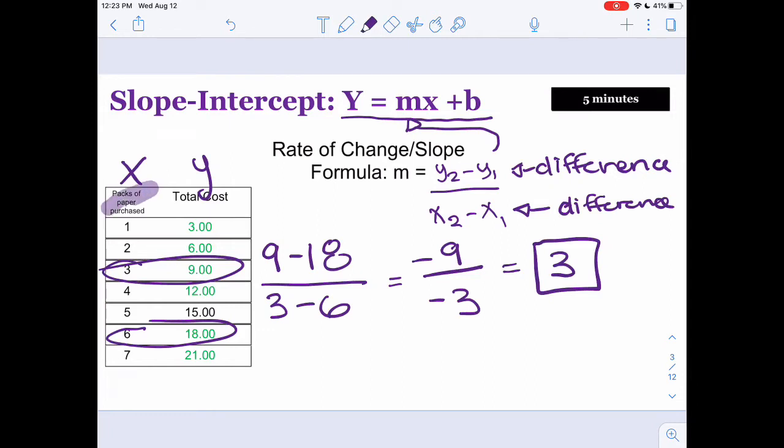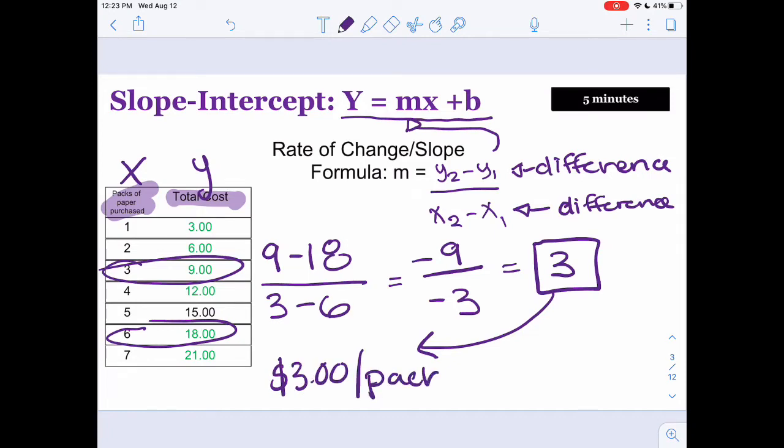Our x's are defined as the number of packs of paper purchased, and our y's are defined as the total cost. So what that means is this 3 tells me that each pack of paper costs $3 because our total cost is increasing by 3 every time I purchase another pack.